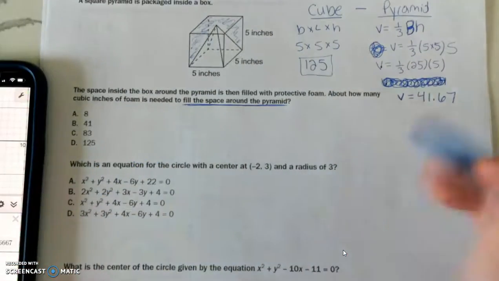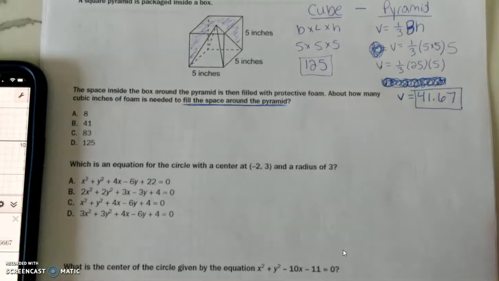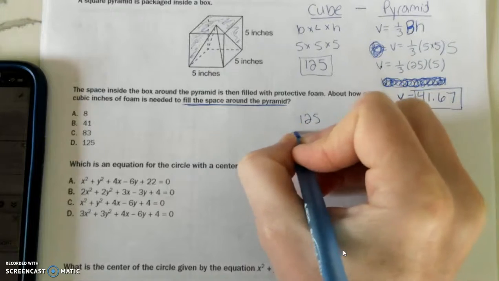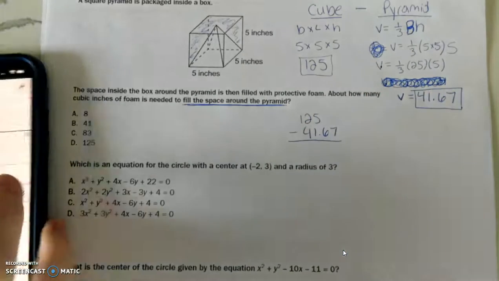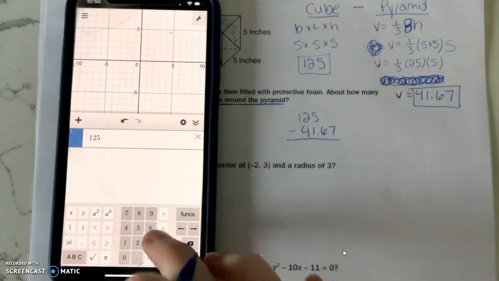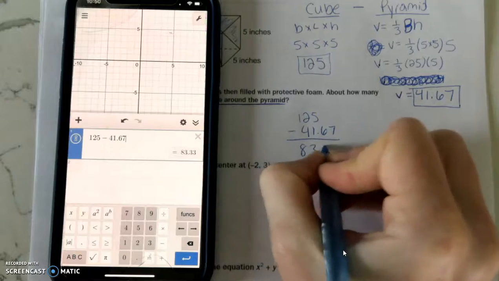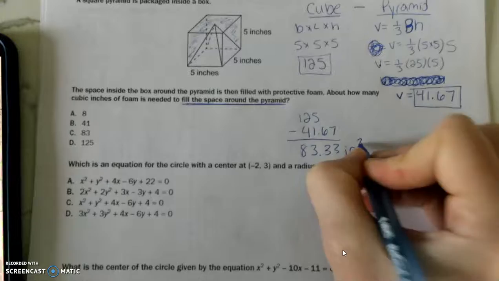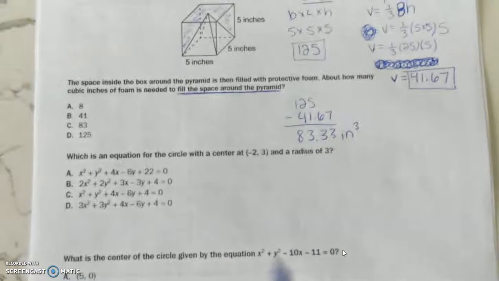So we're not quite done yet, right? We have the volume of the cube and the volume of the pyramid. We just need to subtract them to figure out the space in between. So 125 minus 41.67 is going to give me 83.33 inches cubed. Remember, it's cubed because it's three-dimensional, or volume. Alright, so looking at my answer choices, my only possible answer choice is C.